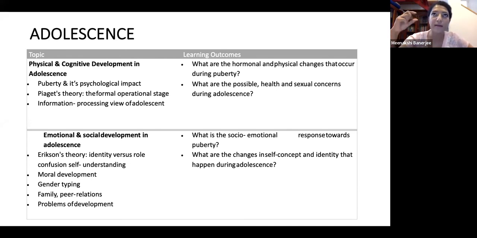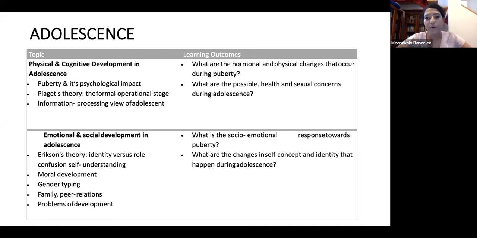Of course, we say that adolescents are very emotional, very reactive, because of their hormones, but that's not the only thing, right? There's also a cognitive change that is happening for the adolescents, which is a very important aspect of their emotional world as well.